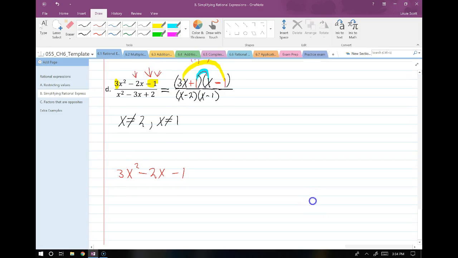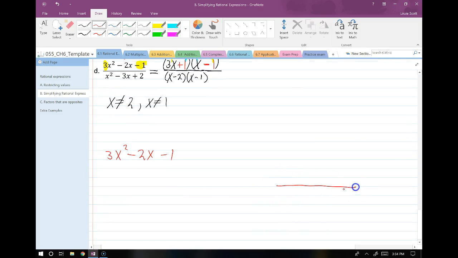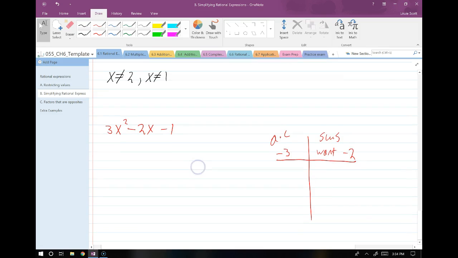So for this one, like you guys probably started doing, you multiply a times c right here. So we have 3 times -1. That gives us -3. Over on the other side, we want our sums of the factors of -3, and we want those to equal -2. All right, so you guys can kind of figure this one out right off the bat. If we want a -2 out of the factors of -3, obviously we want a -3 times a +1.